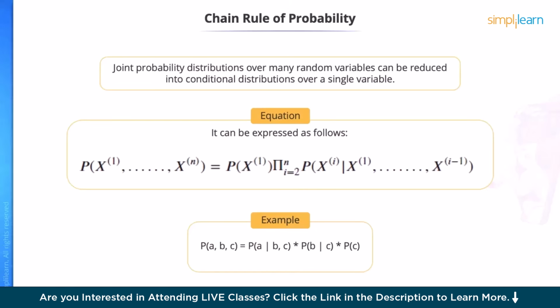Chain rule of probability. Joint probability distributions over many random variables can be reduced into conditional distributions over a single variable. It can be expressed as probability of x1, x2, and so on until xn equals the product of probabilities of xi given x1 till xi minus 1. For example, the joint probability of A, B, and C can be given as probability of A given B, C multiplied by probability of B given C multiplied by probability of C.